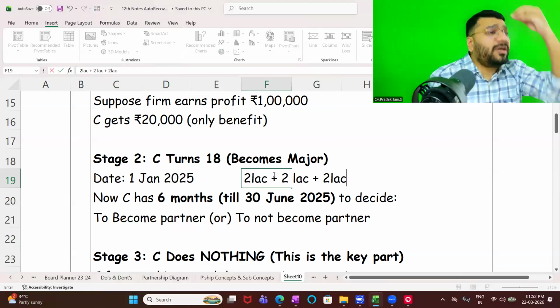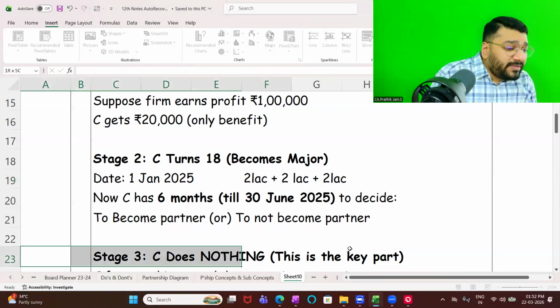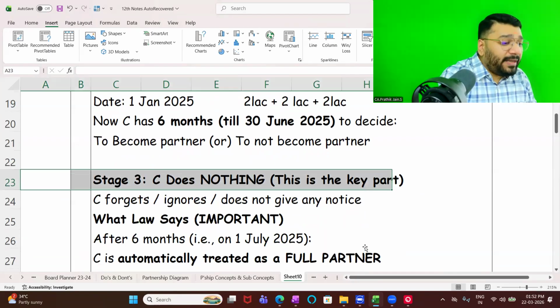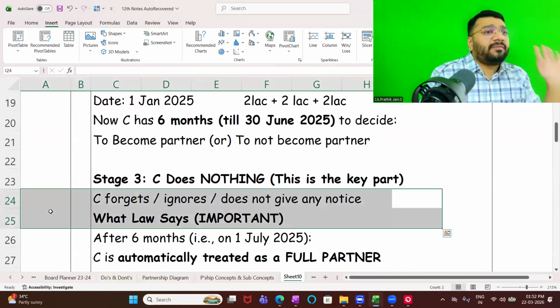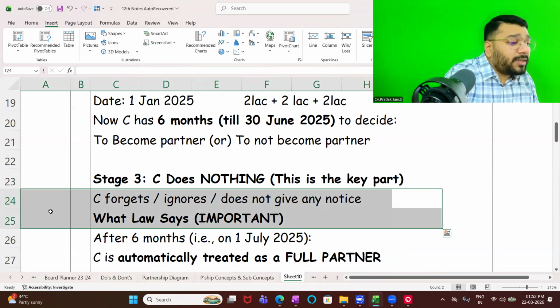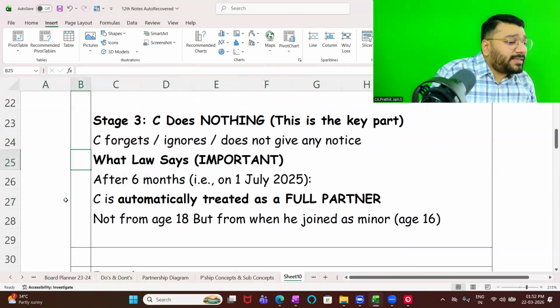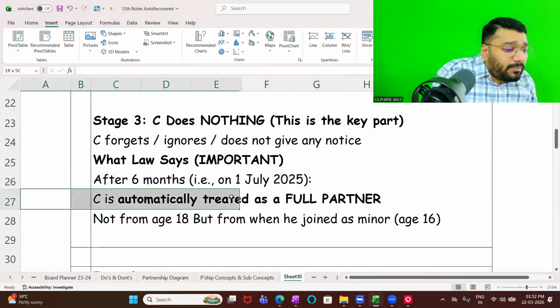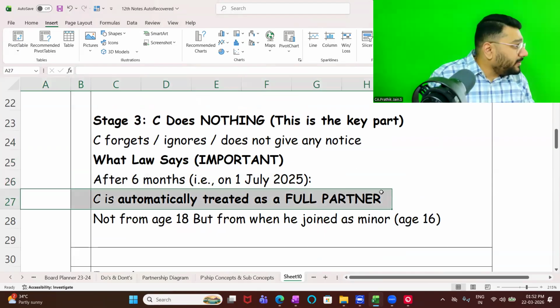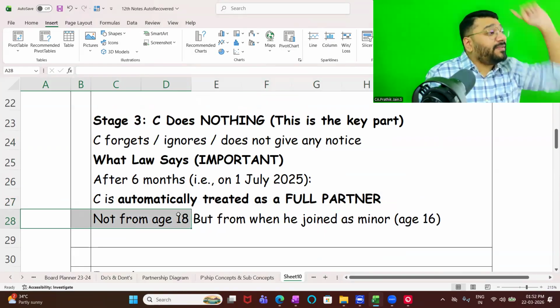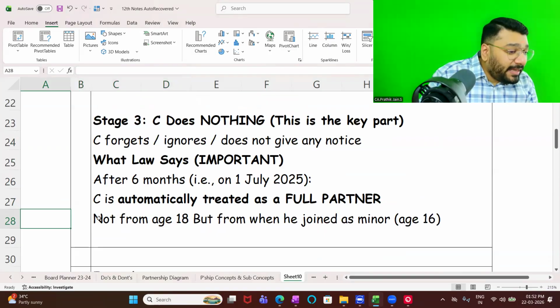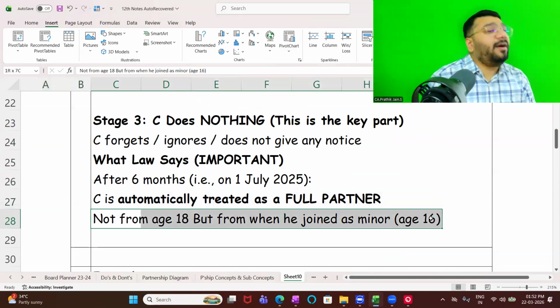Sir, what if C does not say anything till 30 June? If C does not say anything till 30 June, C forgets, ignores or does not give any notice or information, nothing, then what does the law say? Law says after 6 months, C is automatically treated as a full partner, that is a major partner. And the liability will come from the age of 16. So not from age of 18, he'll be treated from the day he joined as a minor.